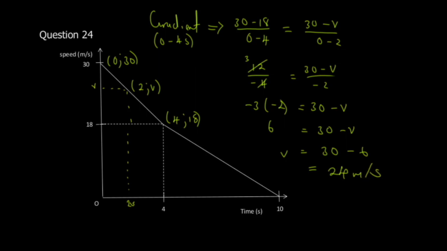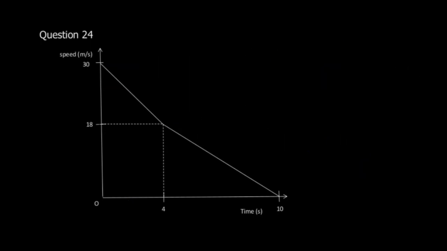Okay. So here we use the concept of gradient. Sometimes some people can actually find the equation of the straight line first, and once you find the equation of the straight line, then you substitute. But then that will take an extra, unnecessary step. Okay, so let's quickly move to the second part of this.